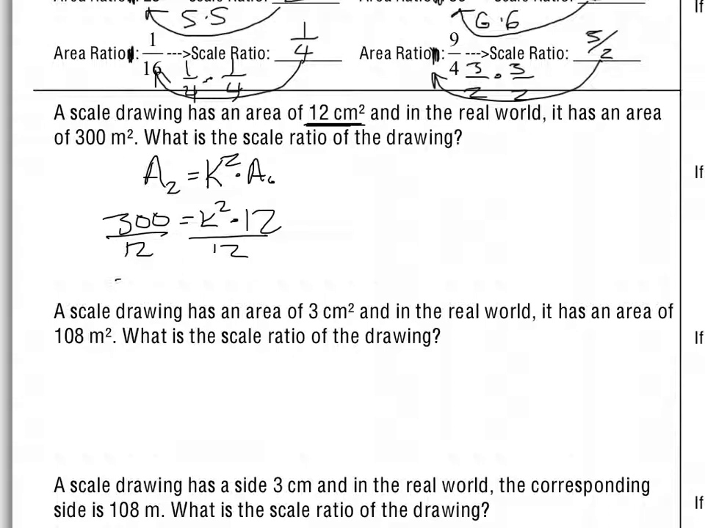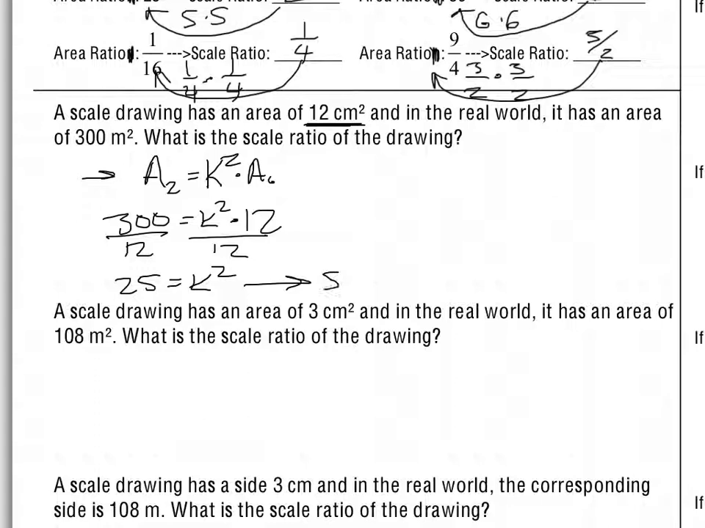And that's going to give me that 25 is equal to k squared. So remember, this is an area problem, and we use the area equation. So right now what we have, k squared here is the ratio of the area. So what I need to figure out is I need to take that backwards. What times itself would give me 25? And again, we've already seen that example a couple times.